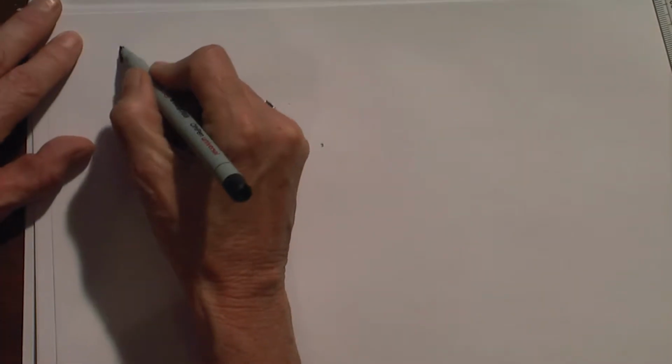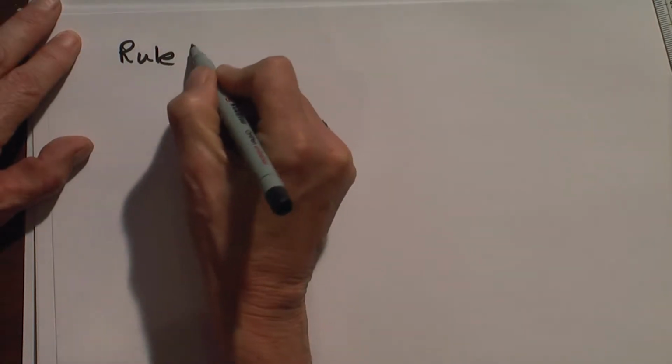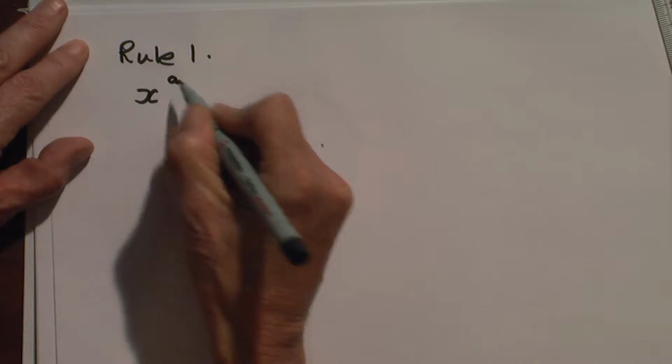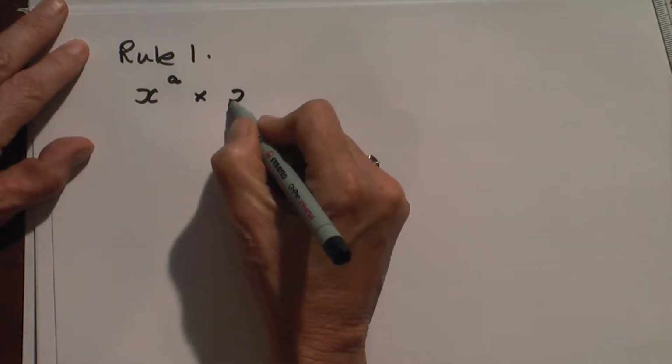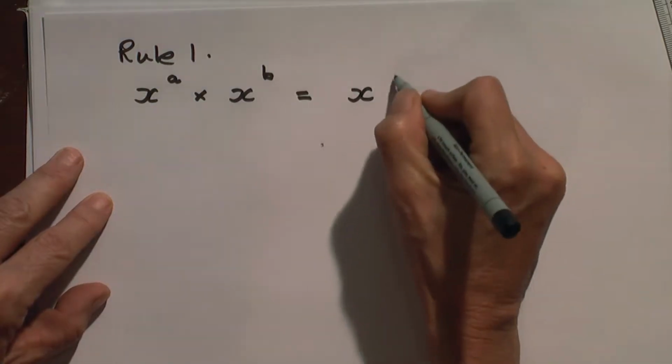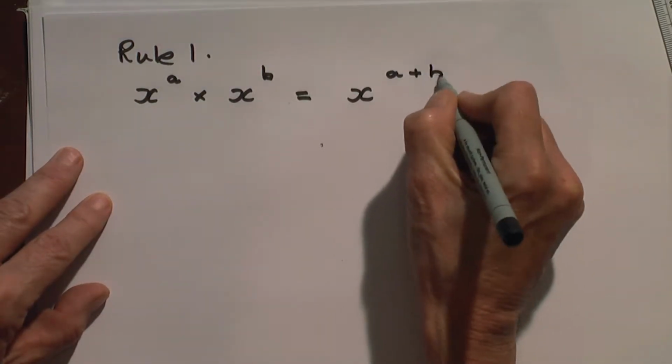Now, they're also going to ask you to simplify where exponents are involved. So let's just go through the rules. The rules that you learned when? Basically in grade 8. Okay. Rule 1. If I've got x to the a multiplied by x to the b, I have a rule. Bases are the same. We are multiplying, so we add the exponents. So that's x to the a plus b.